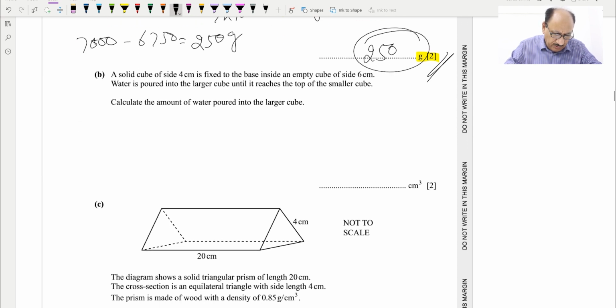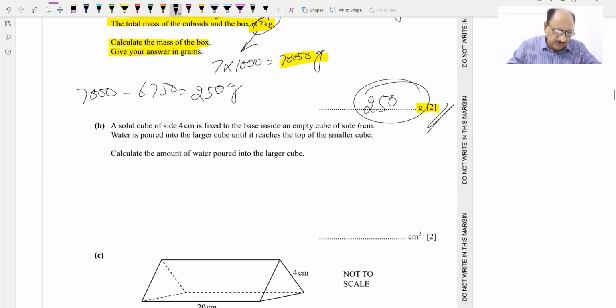Now B part is a little tricky, and I will explain in detail. It's 2 marks, but explanation is required. A solid cube of side 4 centimeters is fixed to the base inside an empty cube of side 6 centimeters. Now first I will draw the diagram so that you can understand it properly.